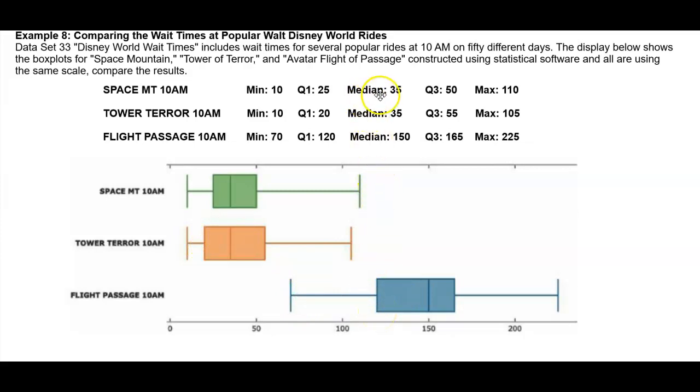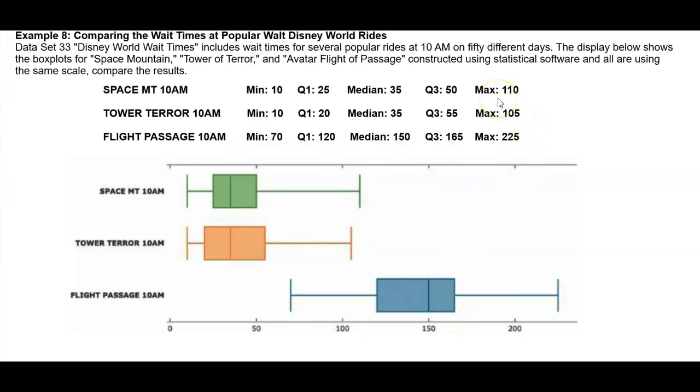If we look at the median for Space Mountain, that is 35. The median for Tower of Terror is also 35. And the median for Flight of Passage down here is 150. Now for quartile 3, for Space Mountain the value is 50. Quartile 3 for Tower of Terror is 55. And quartile 3 for Flight of Passage is over here at 165.